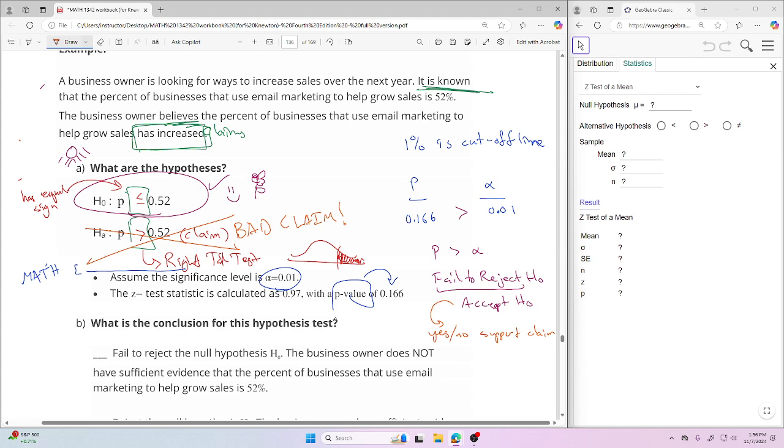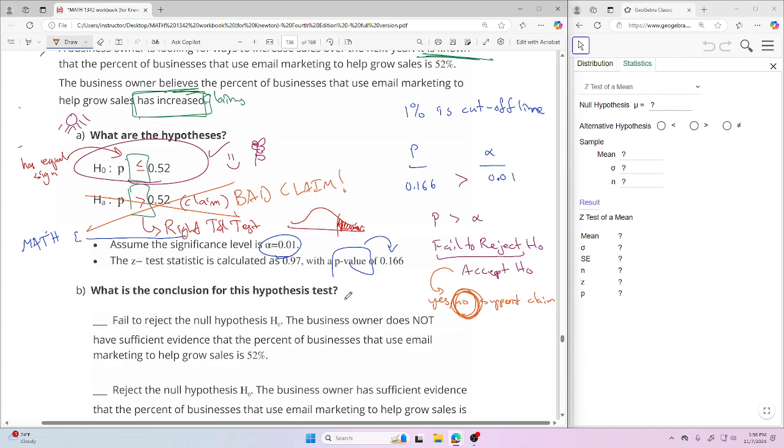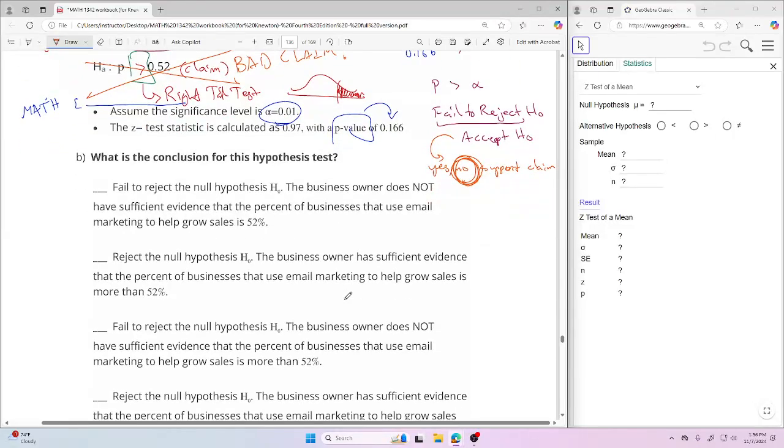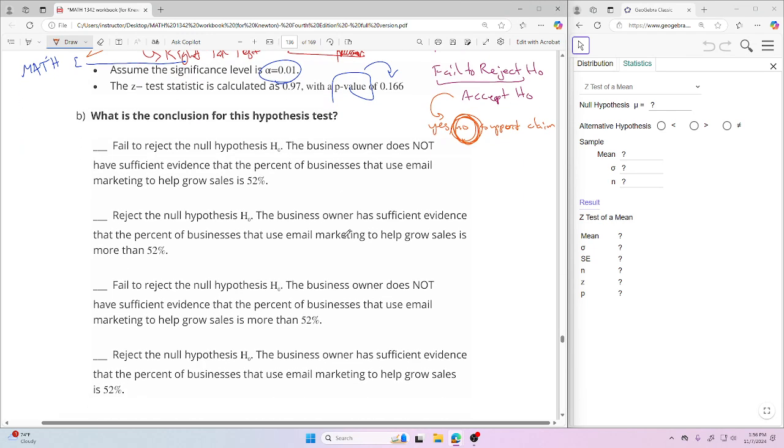And which one would you click? Yes or no? Support for the claim. No support for that claim. Claim bad. We don't like that claim. And so let's take that verbiage and copy it down into this decision conclusion stuff, right? Accept H naught, no support for the claim, fail to reject H naught, something like that. So A, B, C, or D. You like C? So fail to reject H naught, that's true.